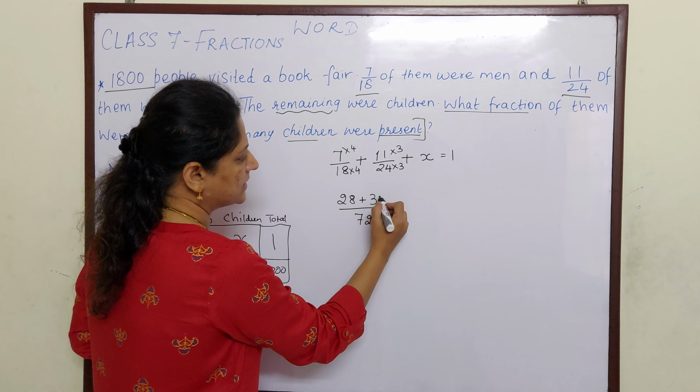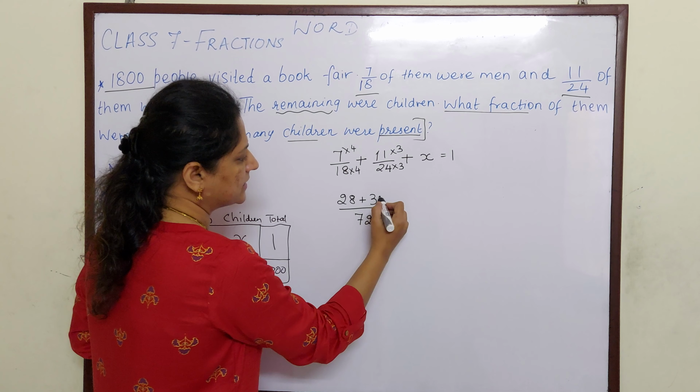So first, let us write down the information which we have. We have been given information saying that this is your rough column. 7 by 18 is men. Okay. 11 by 24 is ladies. Okay. And the remaining are children. So we don't know the fraction of children, and that is why they have asked what fraction are children.